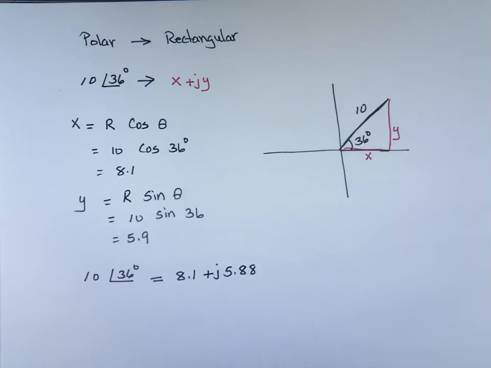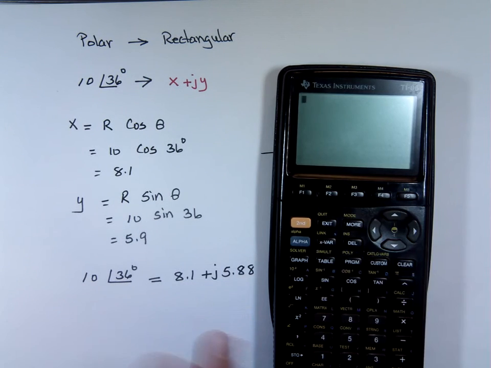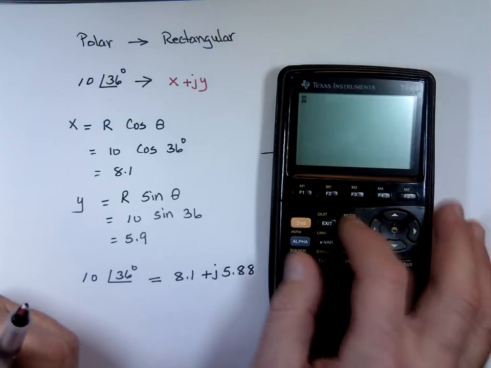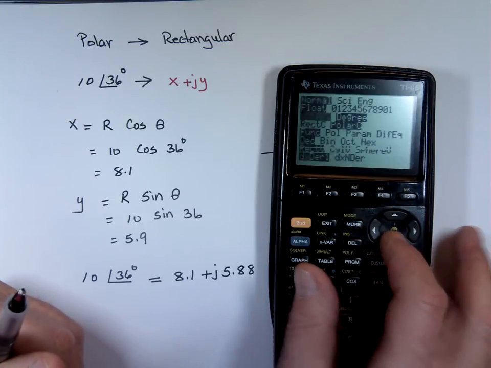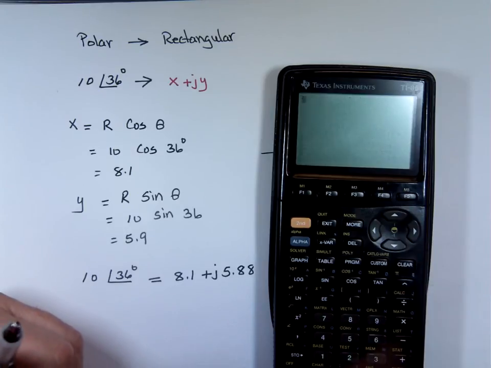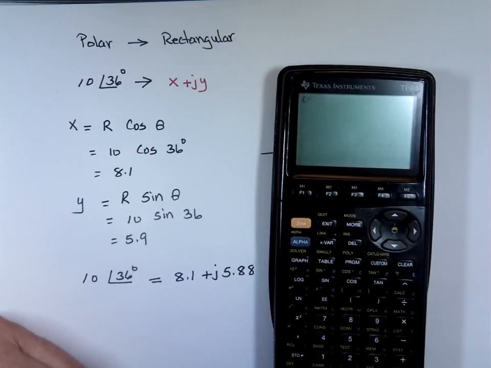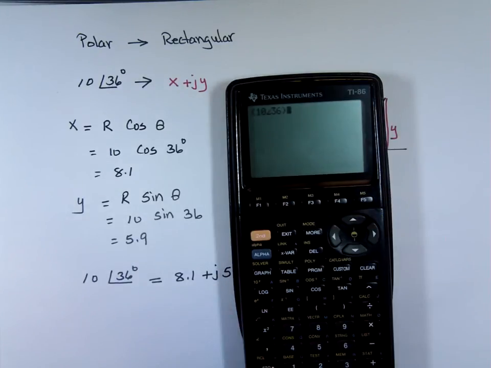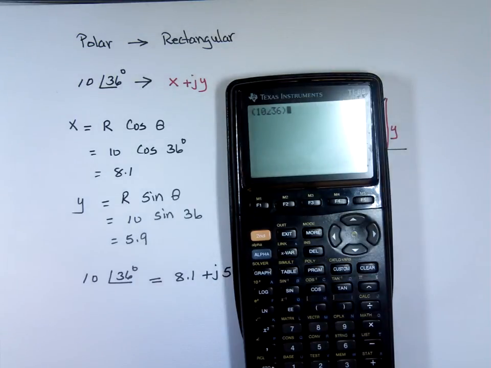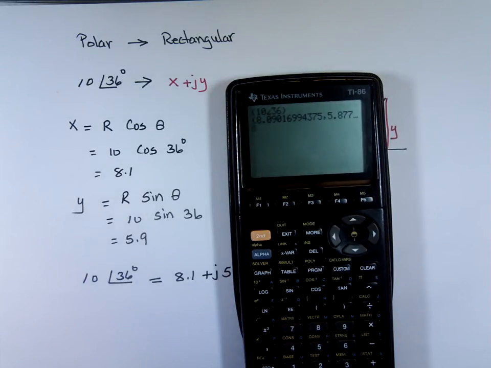Now if I take my calculator, switch it to polar mode or rectangular mode, here we go, let's see if it works. Mode, and I want to be in rectangular. And I write this. We said 10 angle 36. Now let's hit enter. 8.09, so 8.1, comma, 5.88 roughly. It does that for us.